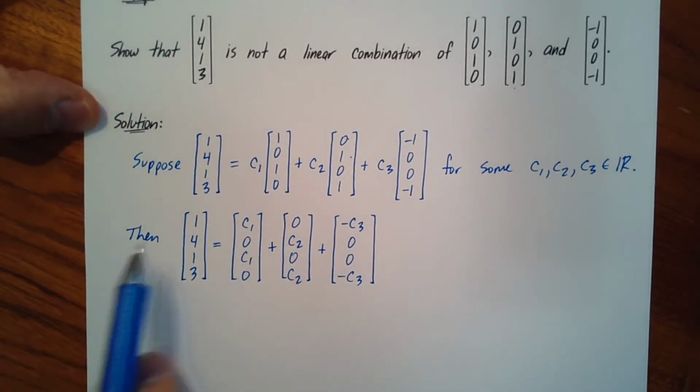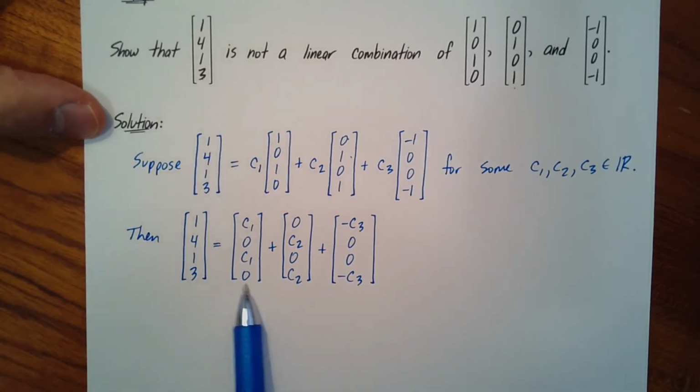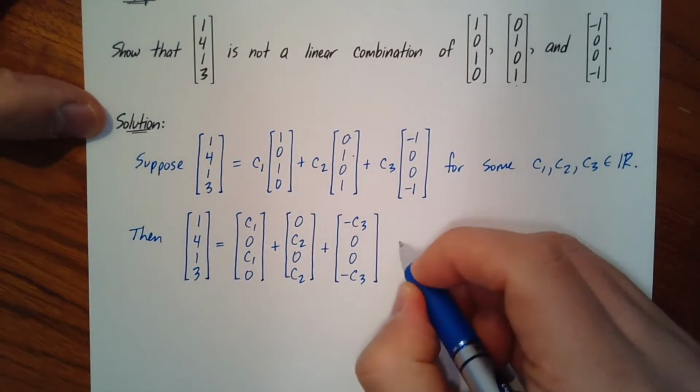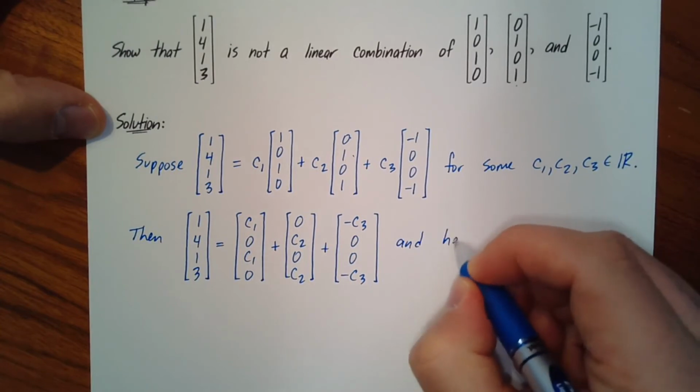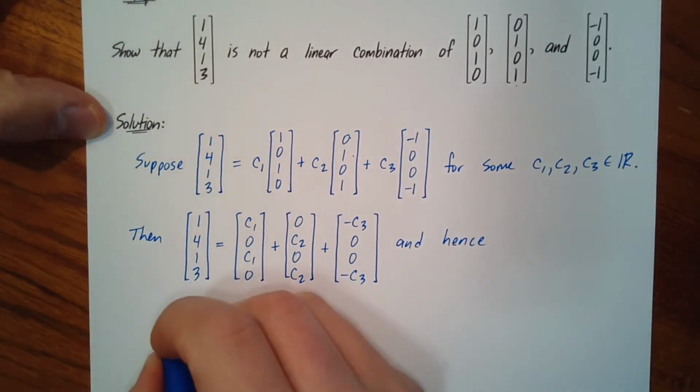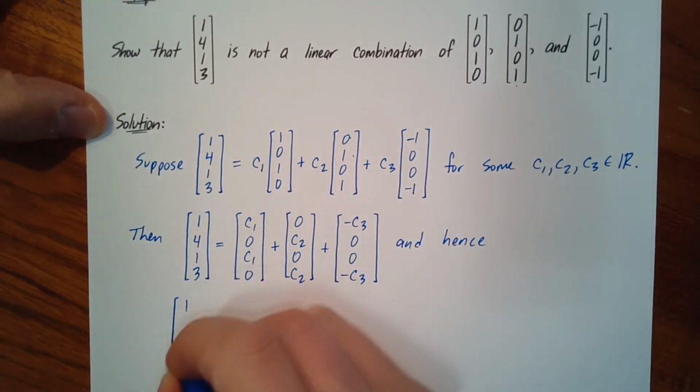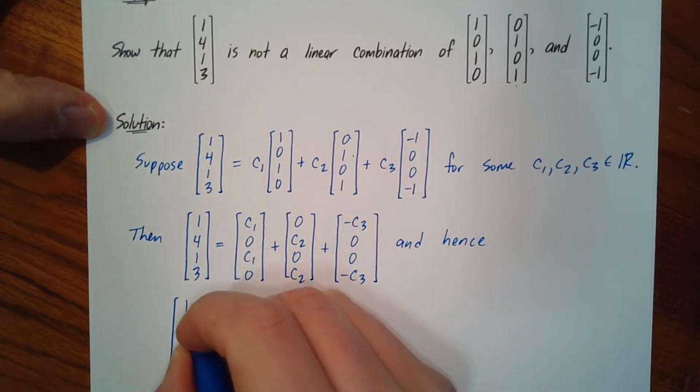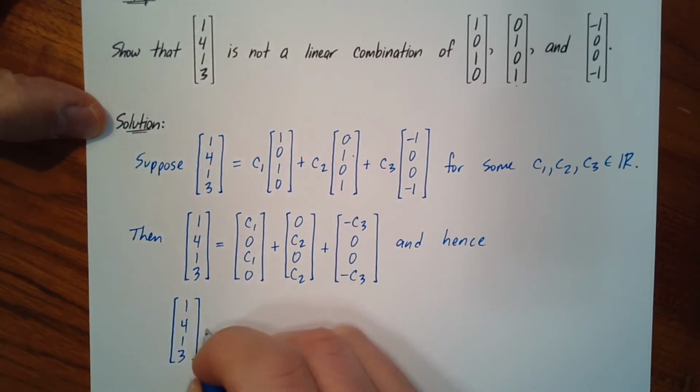So then let's put the equality back in this. So how does this read? Then this vector is equal to the sum of these 3 vectors, and hence we can write 1, 4, 1, 3. This is going to be equal to what?